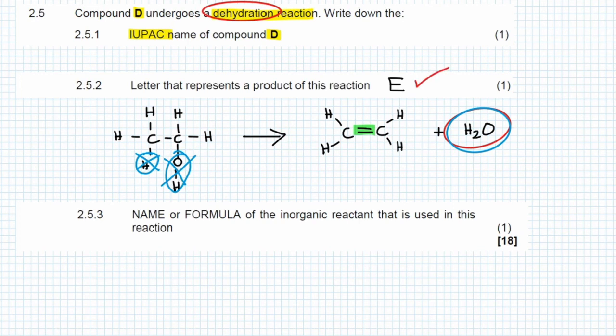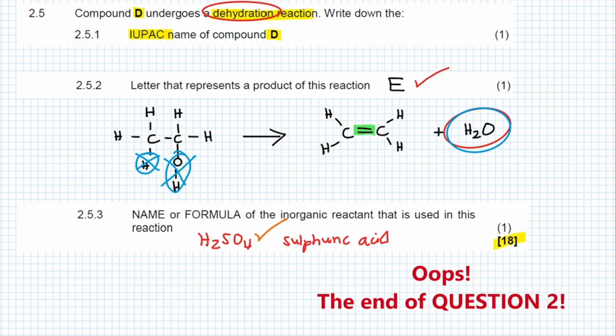Question 2.5.3 says, we need to write down the name or formula of the inorganic reactant that is used in this reaction. In this reaction, we need to make use of sulfuric acid, which is H2SO4, or you can write out the word sulfuric acid. Specifically, it is concentrated sulfuric acid, but just for writing down either the name or the formula, you'll obtain 1 mark. This brings us to the end of question number 2, which is out of 18 marks.